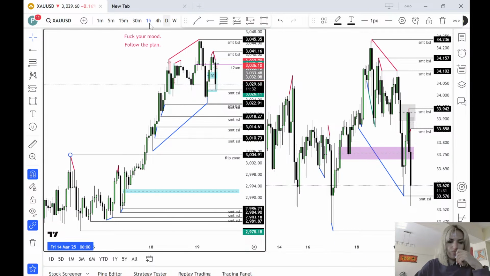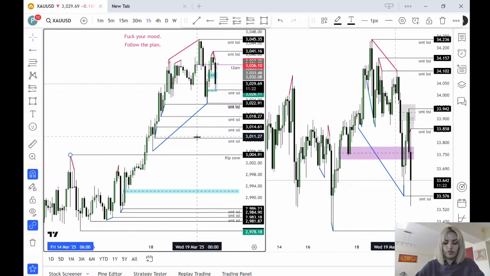Flip zone. To me, flip zone is where price seemed to create a high, a top, and then it actually just breaks through it. It's just a broken resistance turned into support.